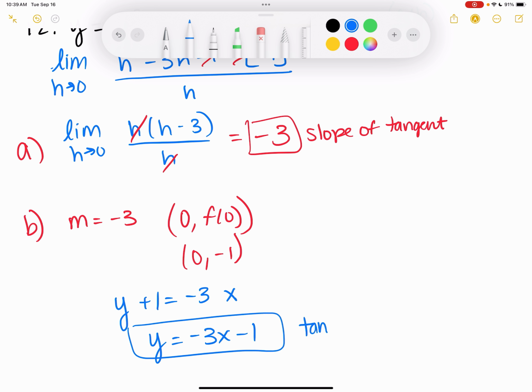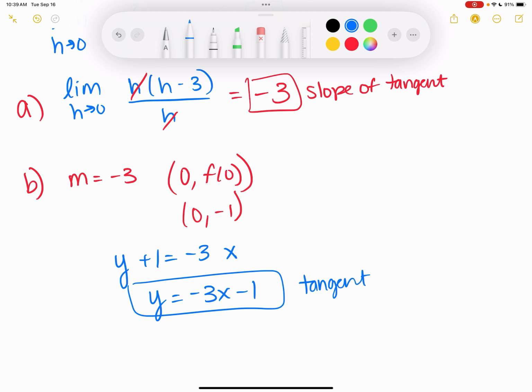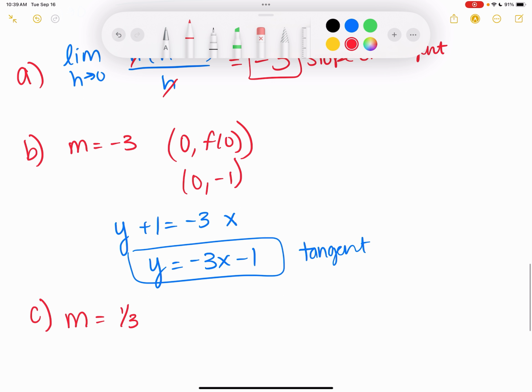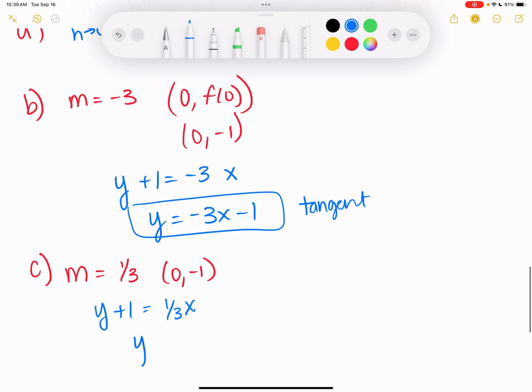So what would the slope of the normal be for this one? 1/3. Yep. So slope of 1/3. And then obviously still the same point, 0, negative 1. So I've got y plus 1 is equal to 1/3 times x minus 0. So I'm just going to write 1/3 x. And then subtract the 1. y equals 1/3 x minus 1. And that's my normal.